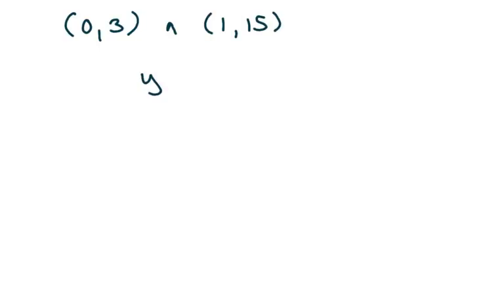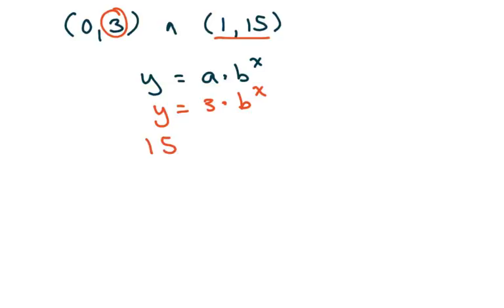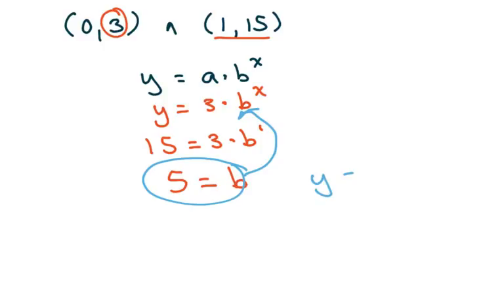I'm going to write y equals a times b to the x. My a is my 3 here. Now substitute in the other point. My y is 15, and my x is 1. Divide both sides by 3, and we get 5 equals b. So I'm just going to plug this back in for b, and I got y equals 3 times 5 to the x. This would be exponential growth.